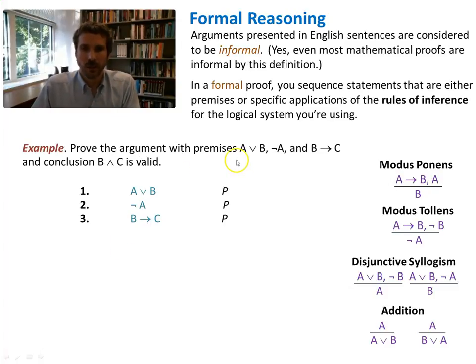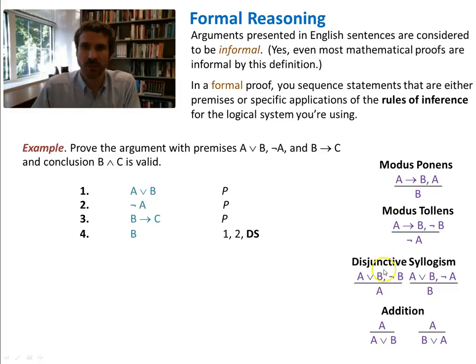Let's do another one. Now we want to show that we've got these premises and this conclusion. We want to show that the conclusion now is B and C. So we're going to be able to get to that. In this case, we have not A, and we have A or B.